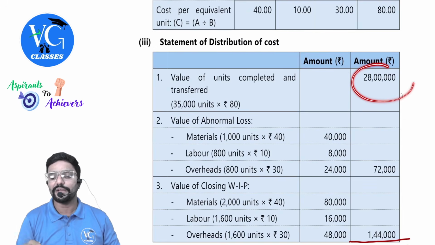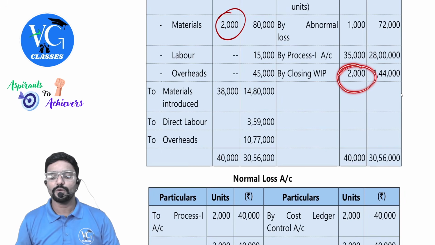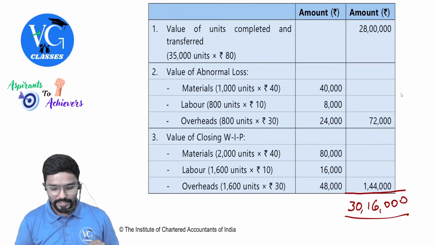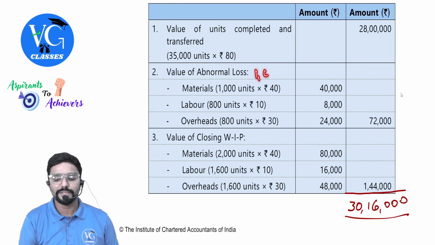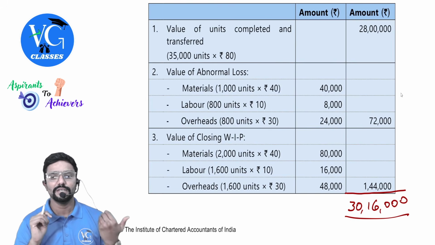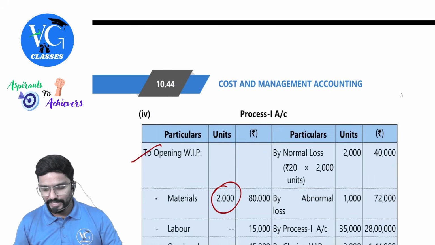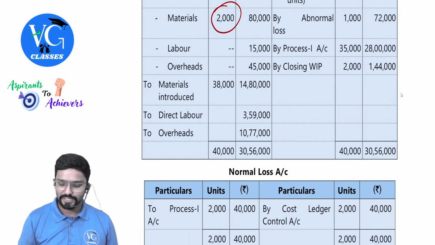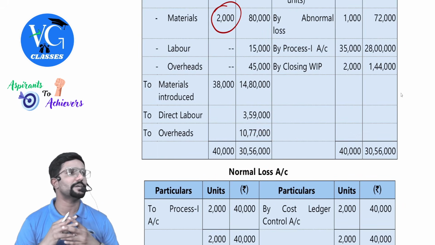The cost of it is 28 lakh. Then closing WAP, 2000 actual units are there. Actual units, you can write it here. Here also you can just mention 1000 actual units. So what is the cost of it? 1,44,000. Yes, sir. We will match debit and credit both in terms of units as well as in terms of value.